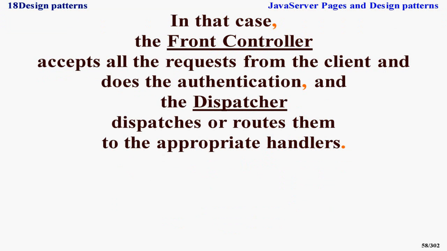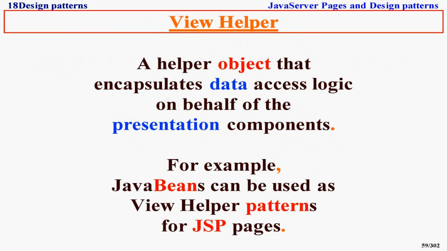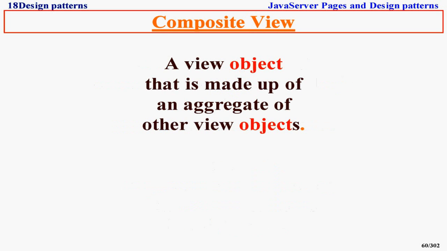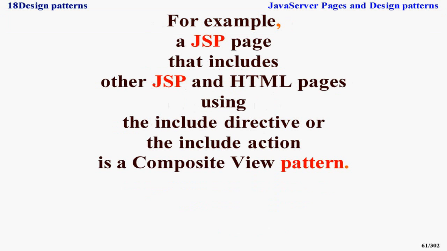In that case, the front controller accepts all the requests from the client and does the authentication, and the dispatcher dispatches or routes them to the appropriate handlers. View Helper: a helper object that encapsulates data access logic on behalf of the presentation components. For example, Java beans can be used as view helper patterns for JSP pages. Composite View: a view object that is made up of an aggregate of other view objects. For example, a JSP page that includes other JSP and HTML pages using the include directive or the include action is a composite view pattern.